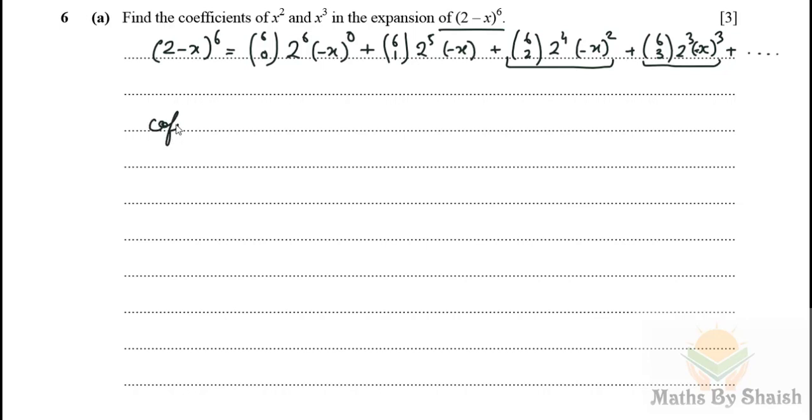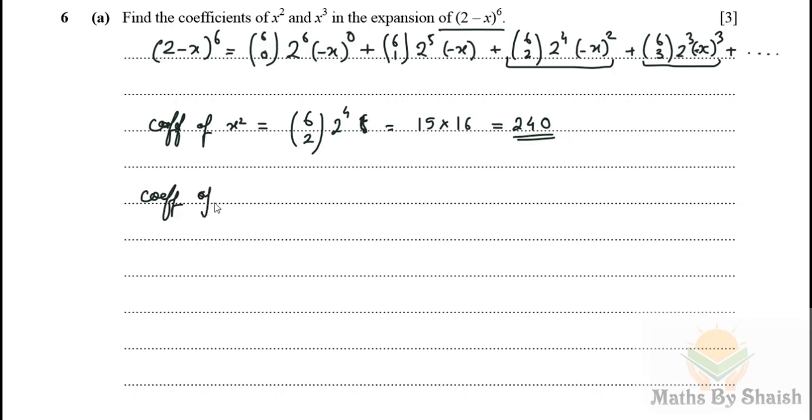So we are going to solve this and this. So the coefficient of x square would be 6C2, 2 raised to the power 4, and it is going to be x square, so no need. 6C2 is 15 and 2 raised to the power 4 is 16. Now 16 5s are 80, 16 1 is 16, and 8 is 24. So the coefficient of x square is 240.